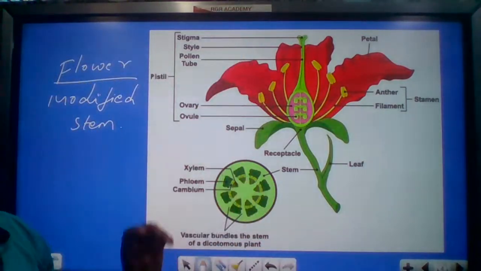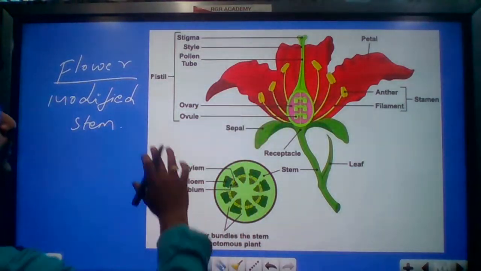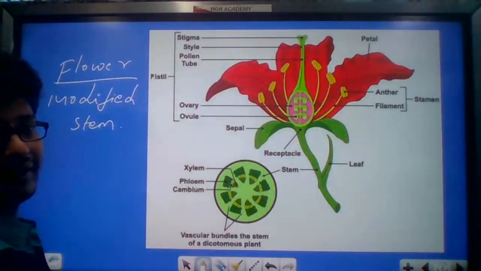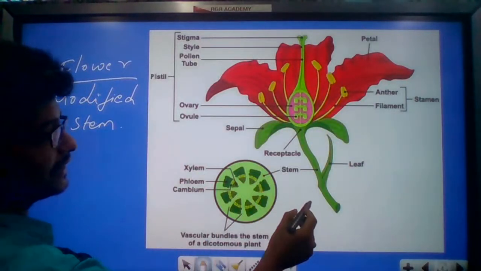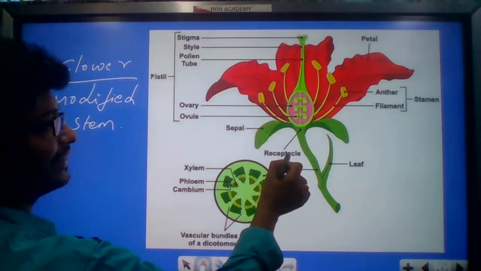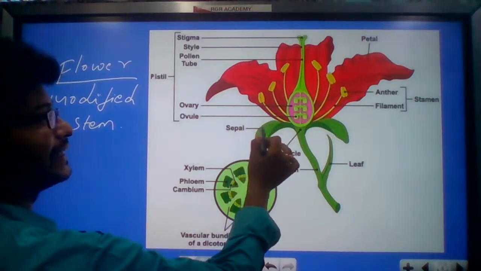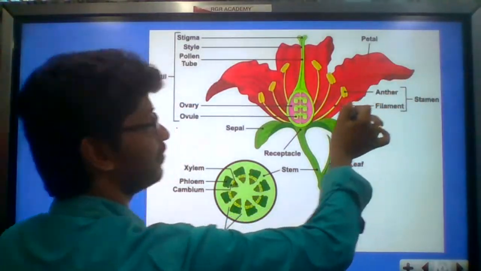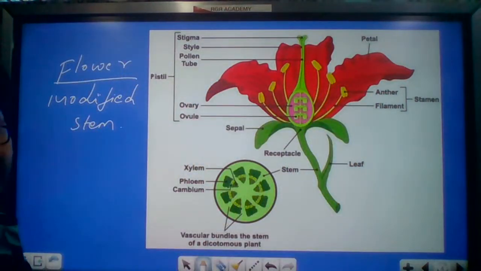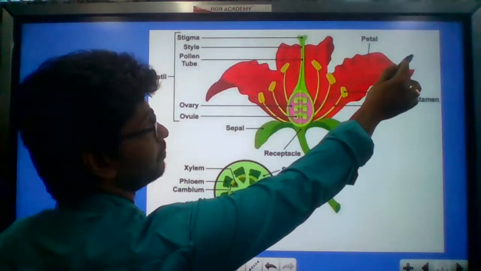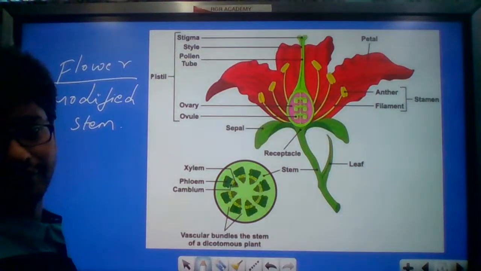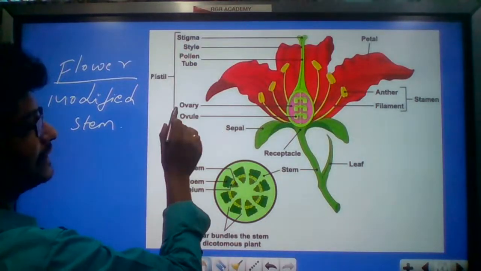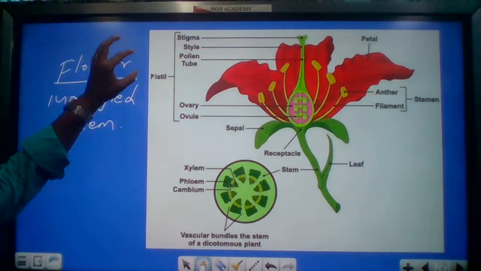But just for the introductory part, I chose this image for you, showing the flower structure. For example, take the shoe flower, the hibiscus. This is the stem part, and this is the receptacle. This is the sepal, and the brightly colored part of the flower we call the petal. Then we have the pistil. So what does the pistil consist of?